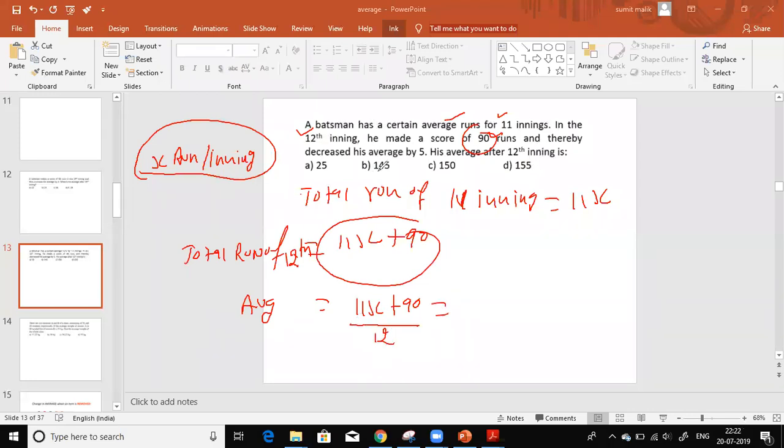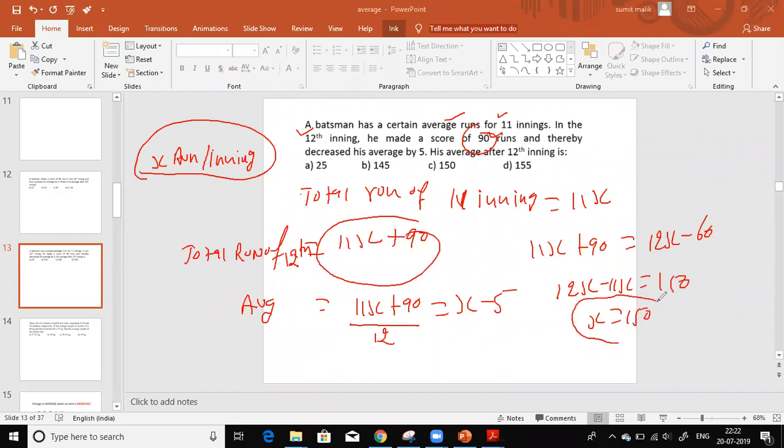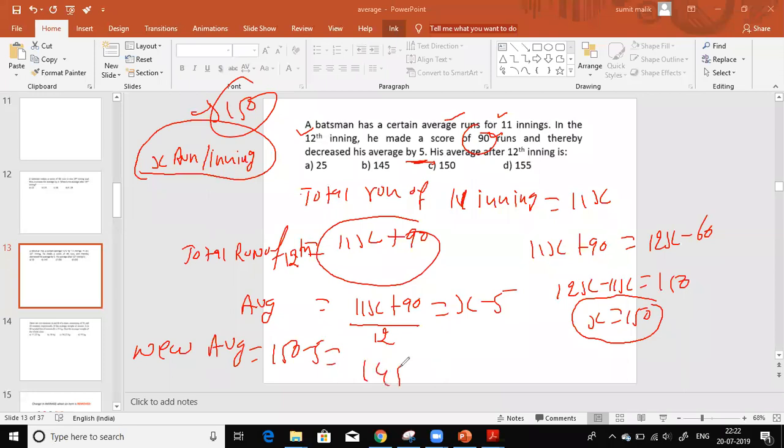And now his average is decreased by 5. So 11x plus 90 equals 12x minus 60. 12x minus 11x is equal to 150, so x is equal to 150. X is equal to 150 means this was his original average. But now his average is decreased by 5. So his new average will be 150 minus 5, that is equal to 145.